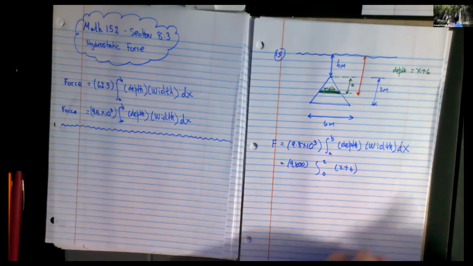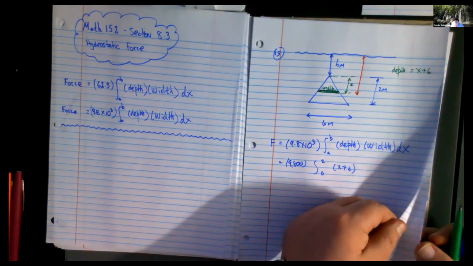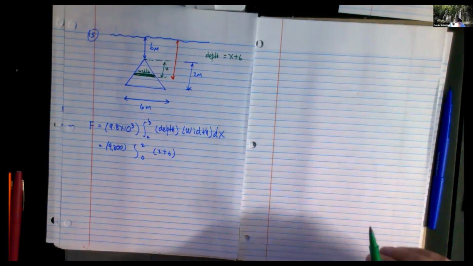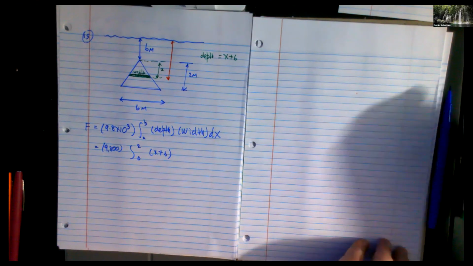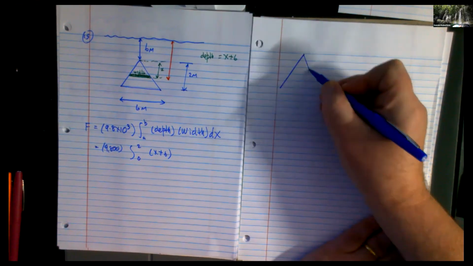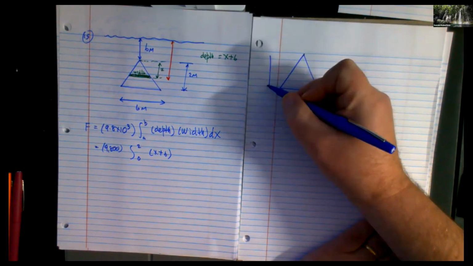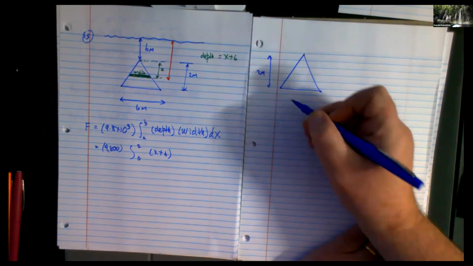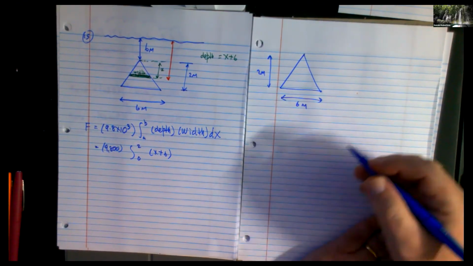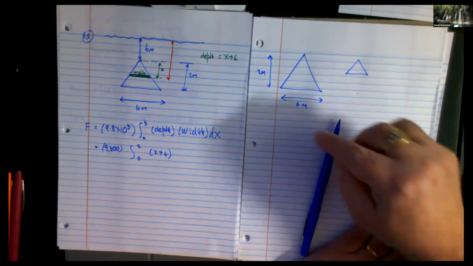I'm going to do similar triangles again. Pretty much, unless it's right angled, I guess, if you see a triangle, you probably want to do similar triangles. So the big guy looks like this. I know it's not to scale, but that's 2 meters and that's 6 meters. And the little baby triangle I'm talking about is this fella here, the top half.